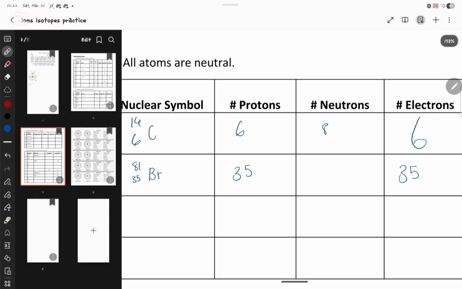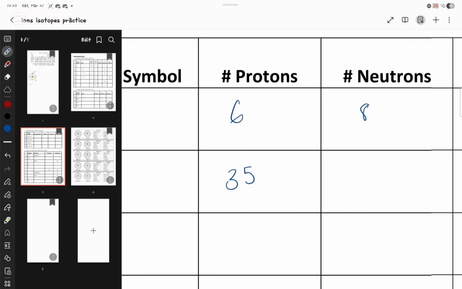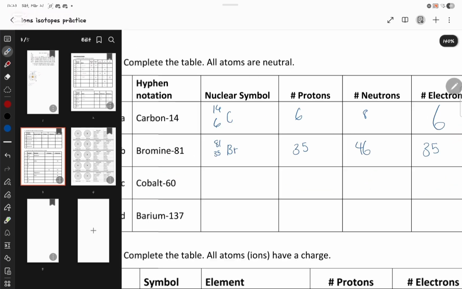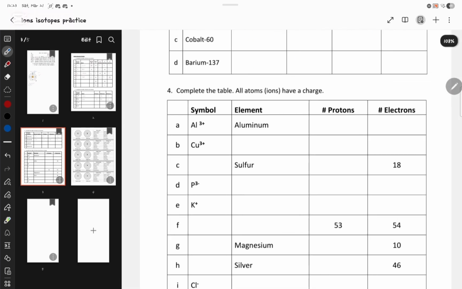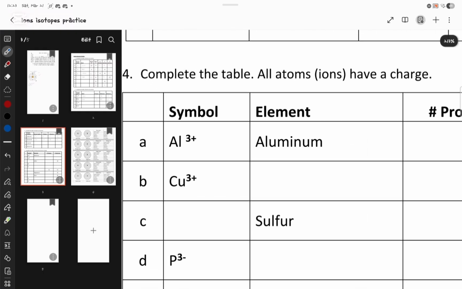35 here. Neutrons would be this minus that, the mass number minus the atomic number, which is 46 neutrons. Okay, now we're moving on to ions. It's a bit more difficult, I think.